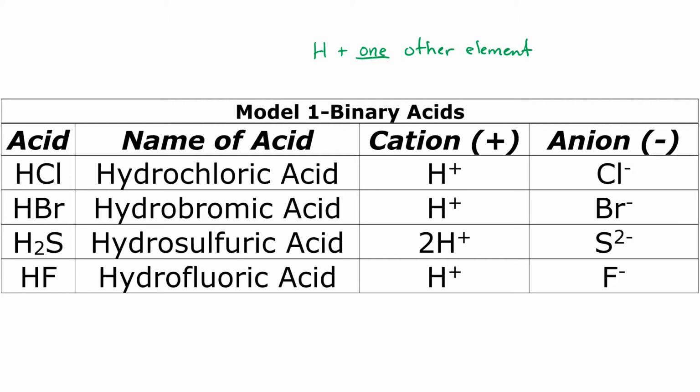And from our example, we see we have a hydrogen with a chlorine, hydrogen, bromine, hydrogen, sulfur, hydrogen, fluorine. And then let's look at the names. For HCl, it is hydrochloric acid. For HBr, hydrobromic acid. H2S, hydrosulfuric acid. And then HF, hydrofluoric acid. So there seems to be a trend there. We have cations listed and the anions listed.